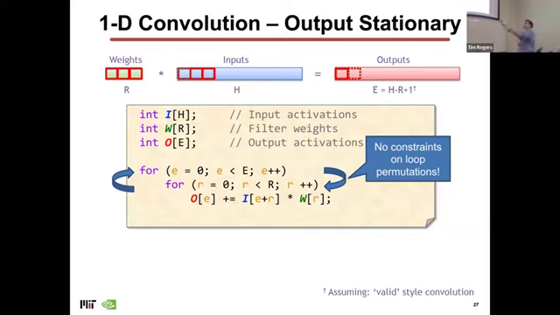So you can express this output stationary business as this doubly nested loop. Again, this is just in 1 dimension to simplify things. And you can notice that, of course, there's no constraints on the loop permutations here, right? There's no loop carry dependency. It doesn't matter which loop I do first. So I can interchange those loops, okay? If I just simply interchange those loops, would it still be output stationary?